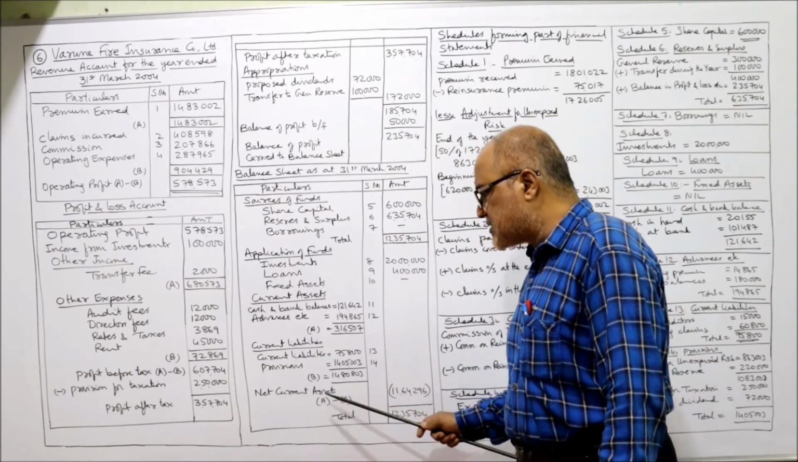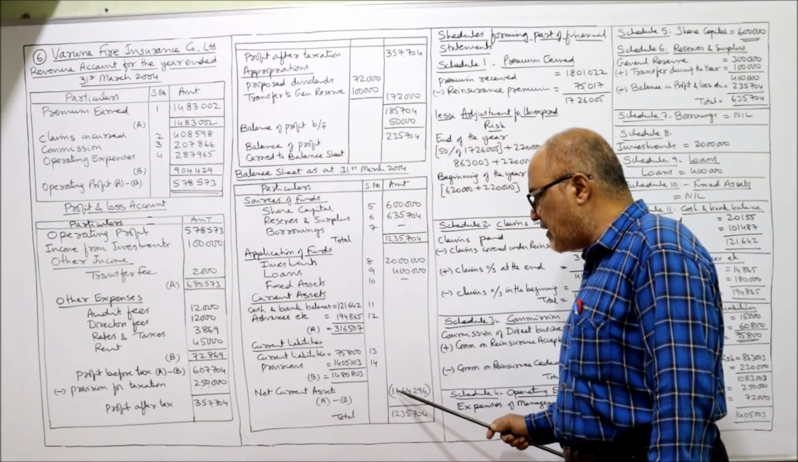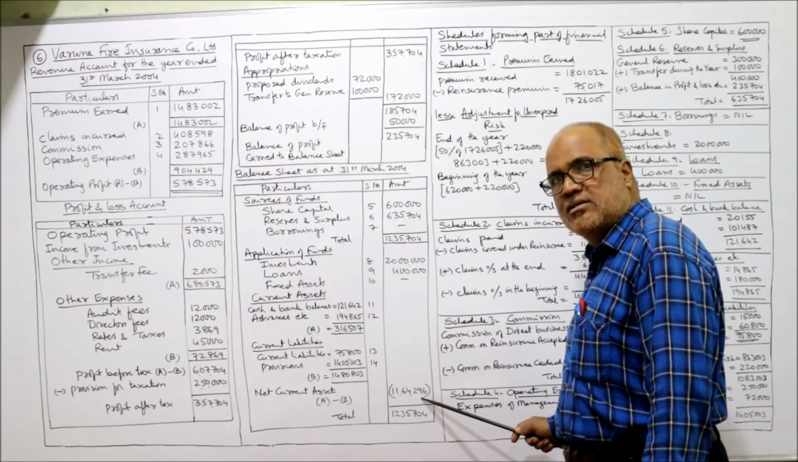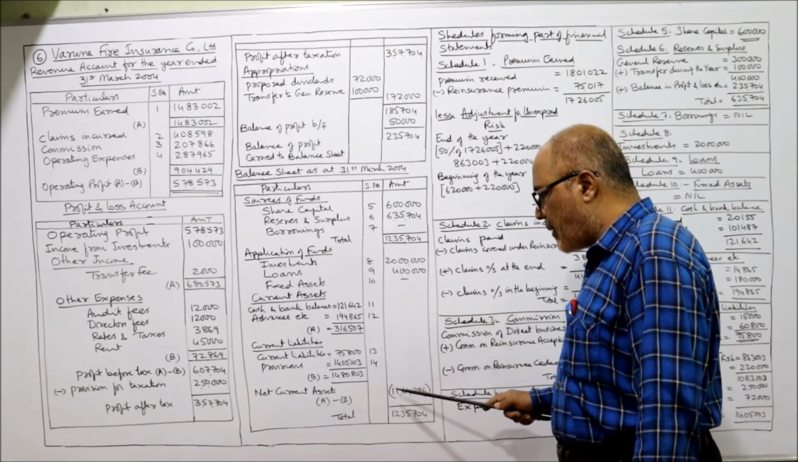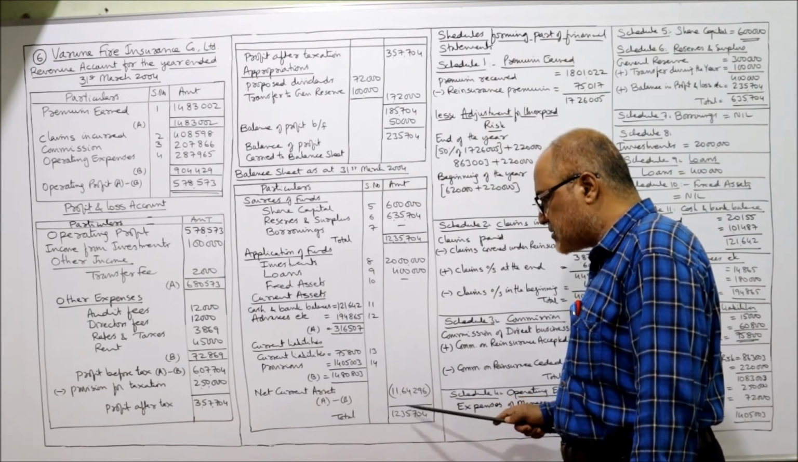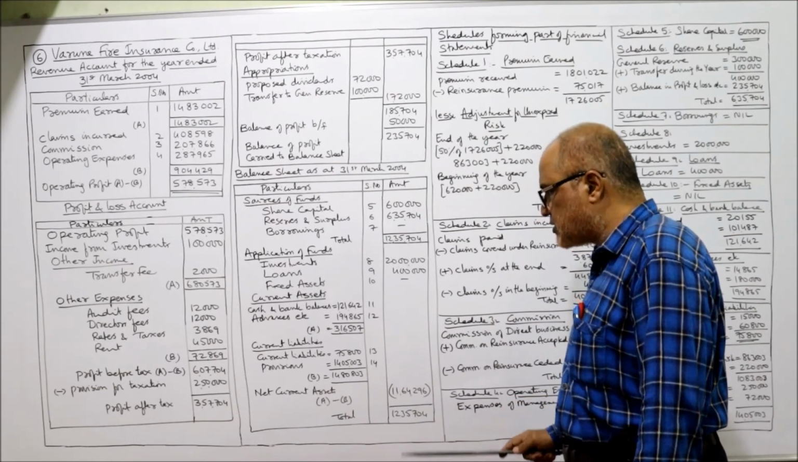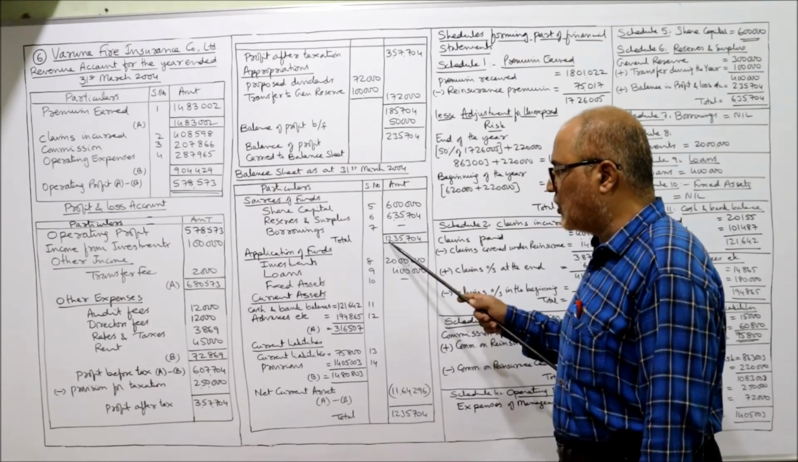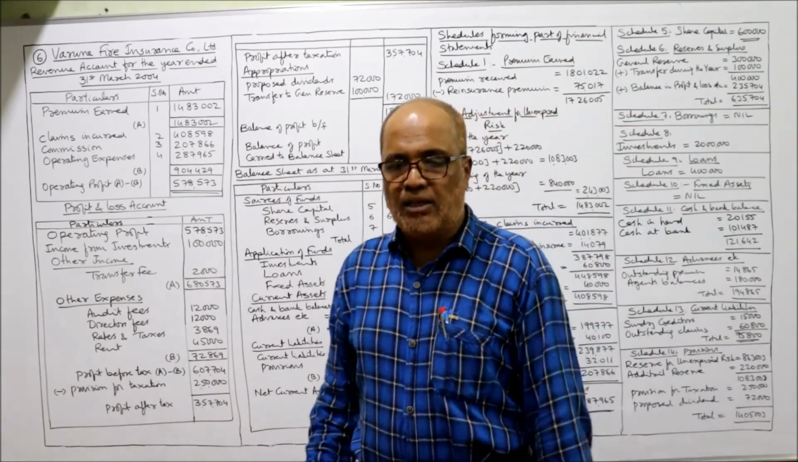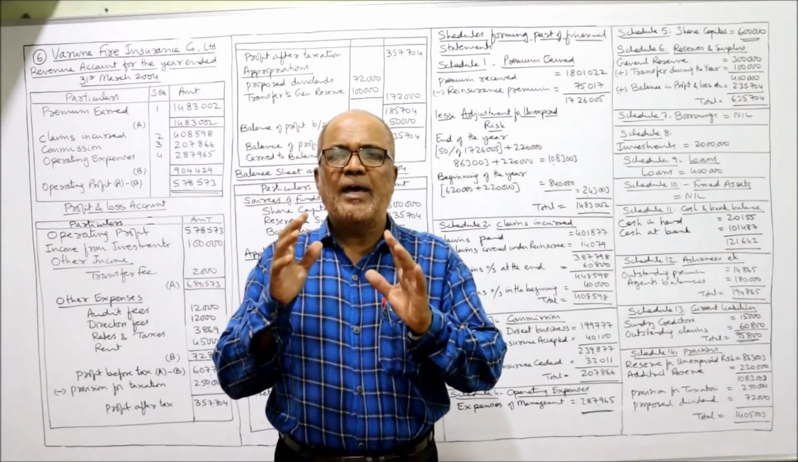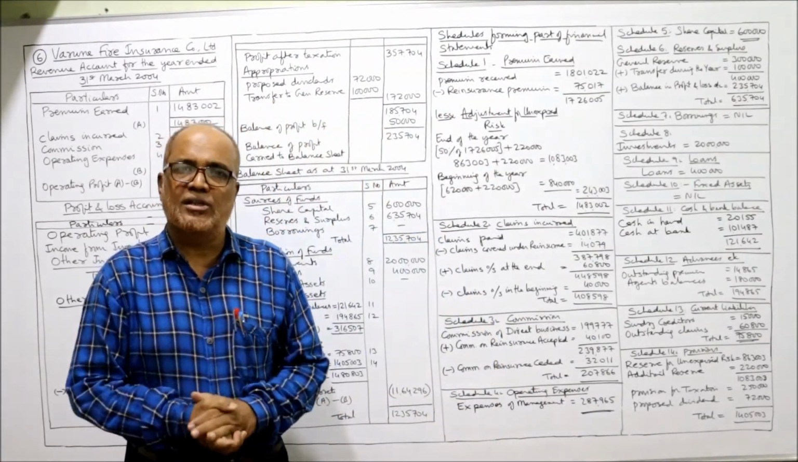So net current assets, A minus B, is minus 11,64,296. Now you add up 20 lakh plus 4 lakh minus 11,64,296. You will get 12,35,704. Tally it. The total of the liability side and the total of the asset side. Over. It's a very lengthy problem. So many new points we came across in this problem.